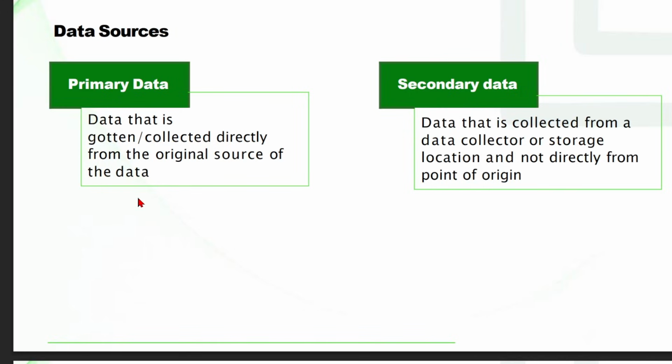Meanwhile, data that is collected from a data collector or stored location is not directly from the point of origin. Like you collected the data from someone that collected it before from another person or another source, then that's secondary data. So please take note. And I want to tell you that primary data is more authentic. And it doesn't have bias, in a sense that the person that collected the data has not changed anything yet. So that is primary and secondary data source.